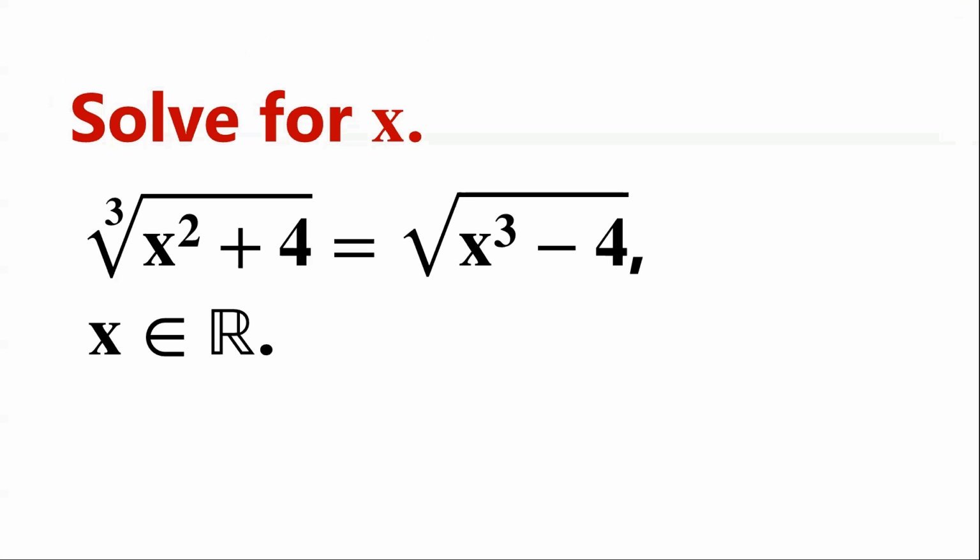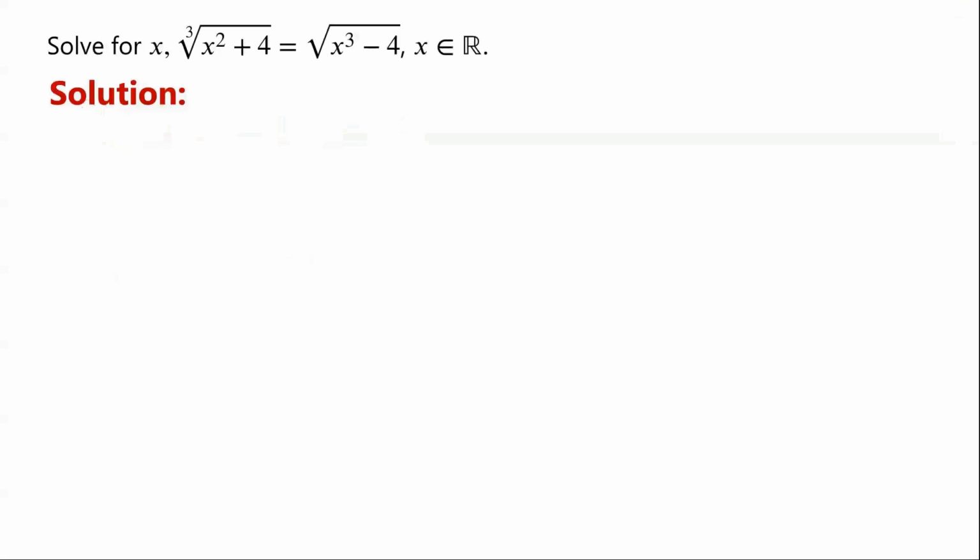Solve this radical equation, where x is a real number. A usual way to solve a radical equation like this is to remove the radicals by raising the equation to the power of 6. If we solve the equation this way, the resulting equation is a polynomial equation with a degree of 9. Solving a polynomial equation with a degree of 9 might not be easy.